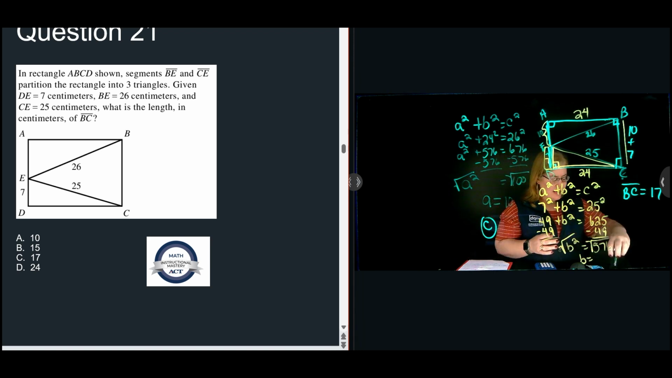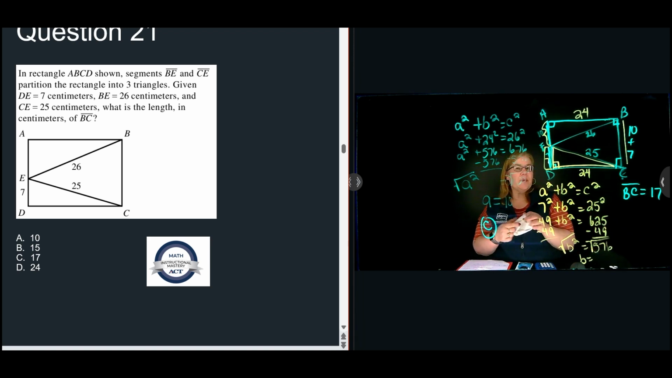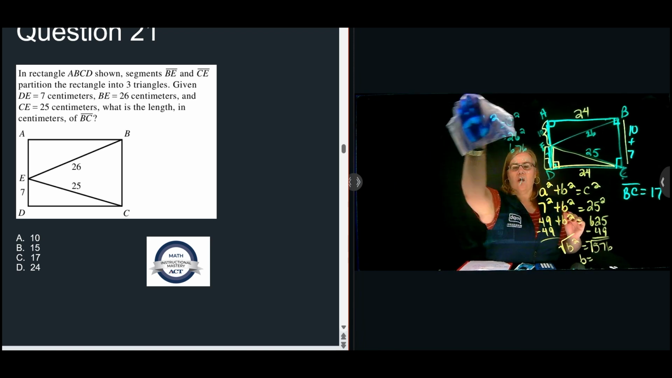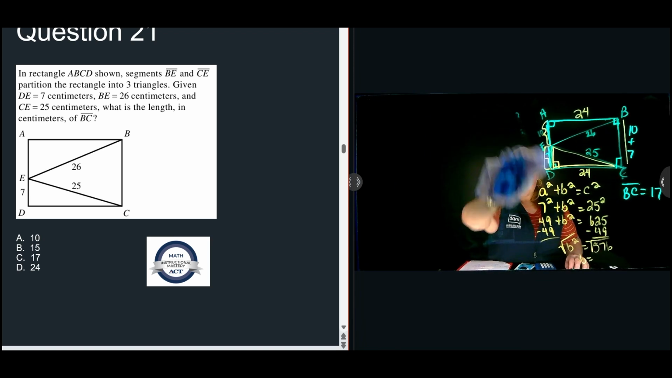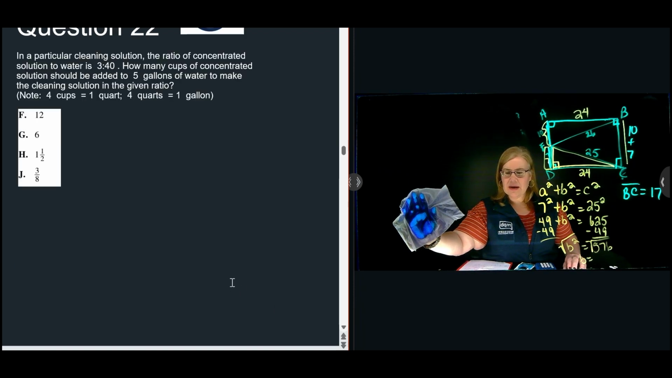All right, so we need to make sure that we are reading what we need to answer. Just because we get a measurement does not mean that we have answered the question that the problem asks. So as I erase this, let's go to our next question.